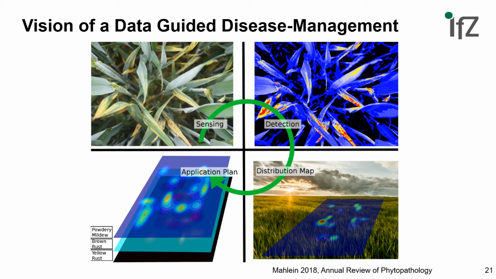At the beginning, we have a picture with a specific sensor taken from a crop canopy. And on this picture, you see a wheat crop stand diseased with yellow rust. We use this picture in a machine learning approach or another data analysis approach to detect the disease on the leaf and to differentiate it from the healthy tissue. And based on this information, in combination with the location in the field, we can create a distribution map, and this distribution map can be used as an application plan.